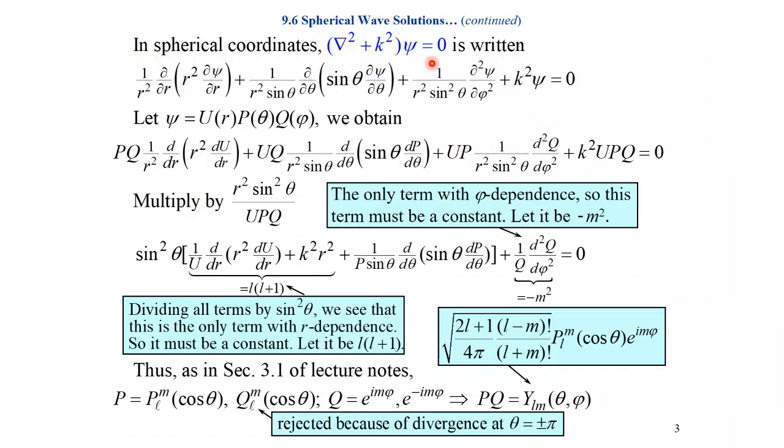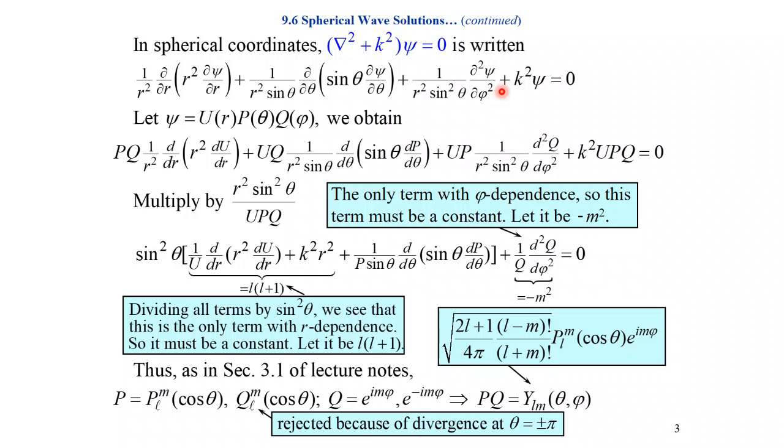Let's consider the Helmholtz wave equation again, and we will use spherical coordinates. So the Laplacian here can be written in this form: r dependence, theta dependence, and phi dependence, plus the last term, k squared times psi. Okay? So how to solve this equation in r, theta, phi?